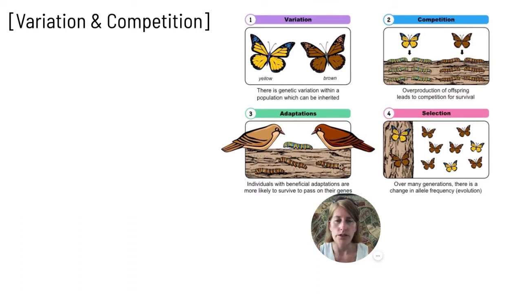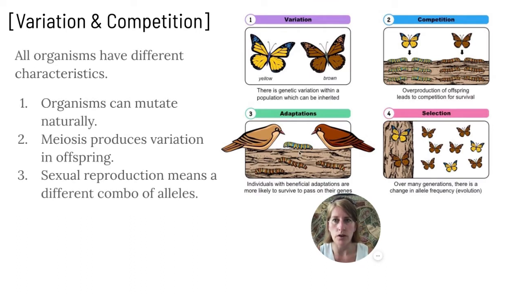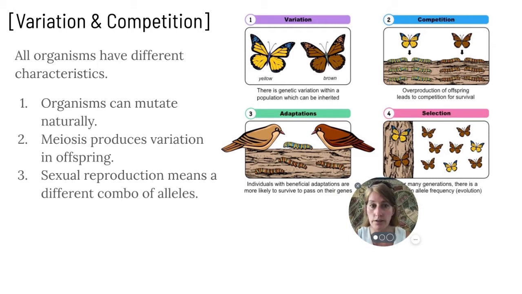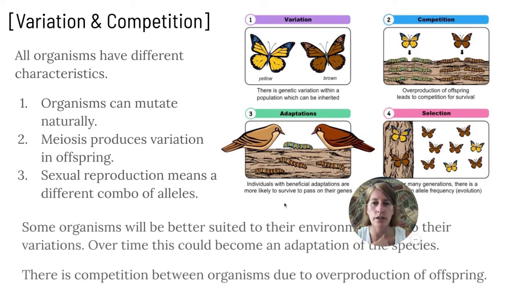So here we go. Firstly, we need variation and competition. All organisms have different characteristics, and we've seen this before: why do they arise, these different characteristics, this variation? Mutations can happen naturally. Meiosis is always producing variation in gametes. And then we have sexual reproduction in many organisms, which results in a different combination of alleles, which will also cause variation.